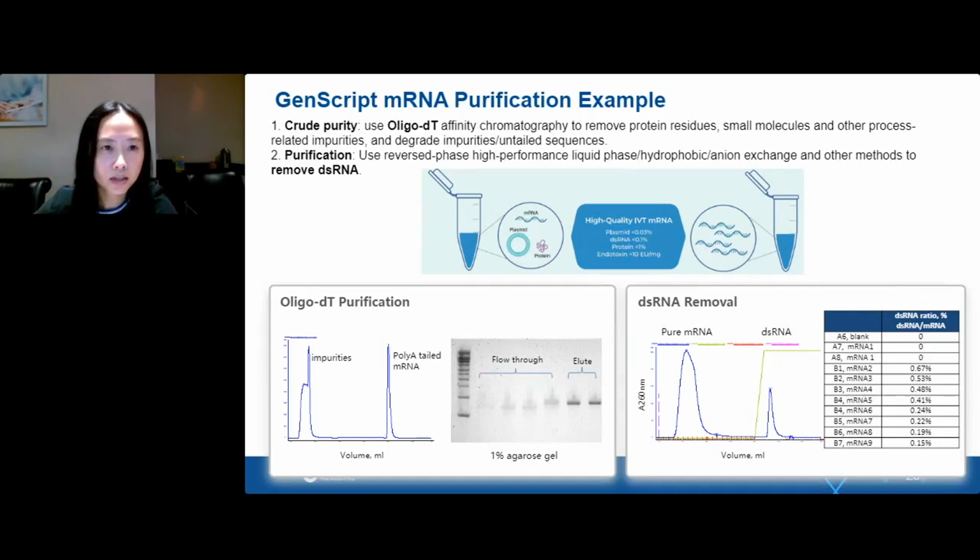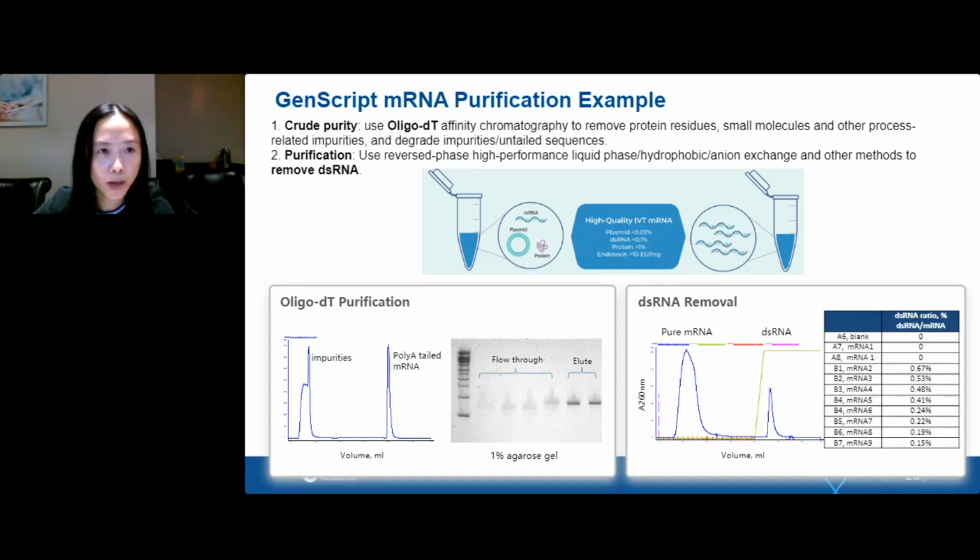Next, let's talk about the purification. Here are listed the high-quality IVT mRNA standards: the plasmid, dsRNA, protein, and endotoxin levels. And if the plasmid impurity is involved, it has the potential to cause cancer. So we've got to purify it.